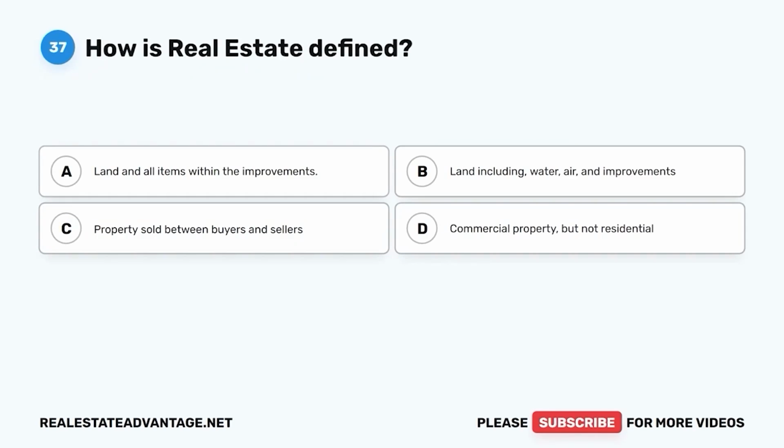Question 37. How is real estate defined? A. Land and all items within the improvements. B. Land including water, air, and improvements.